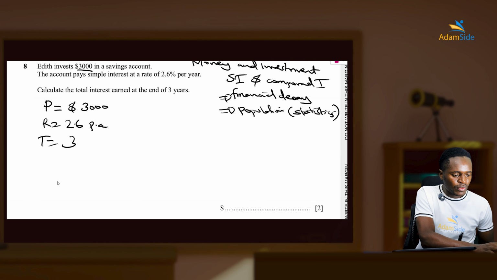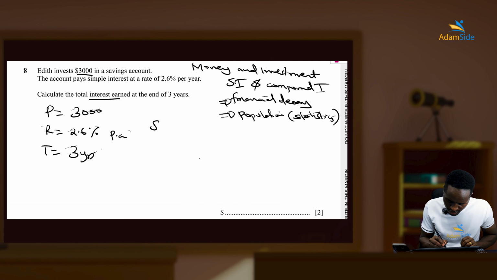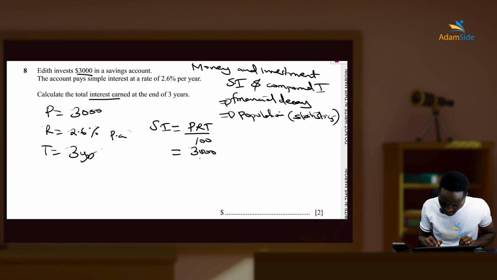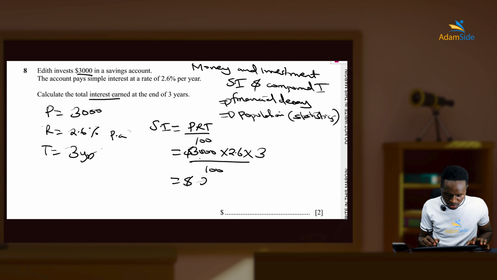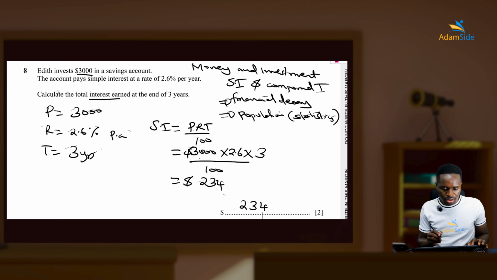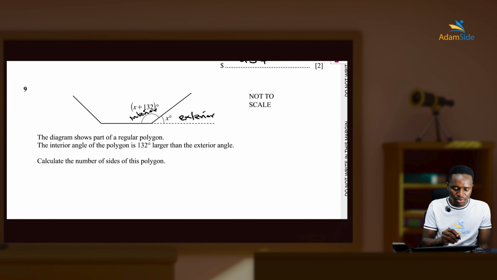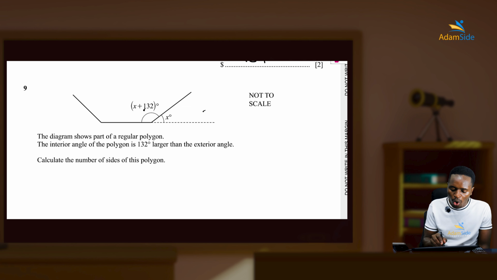This is very simple. So what are you supposed to do in that case? We know simple interest is equal to principal times rate times time over 100. So the principal is $3,000, rate is 2.6, times time is 3 years, over 100. What's the dollars? It is 234. Therefore, your answer will be $234. Correct. Now we're going to the next question. This is in the unit of polygons. It's in the same unit of geometry, but now they're testing polygons.